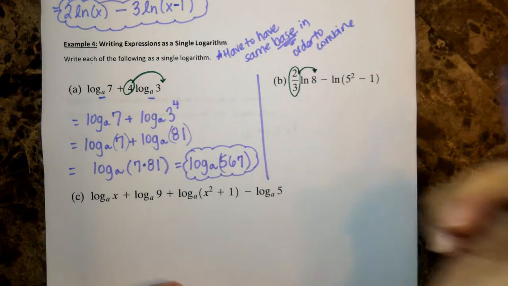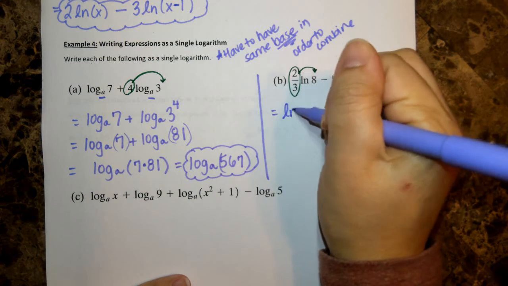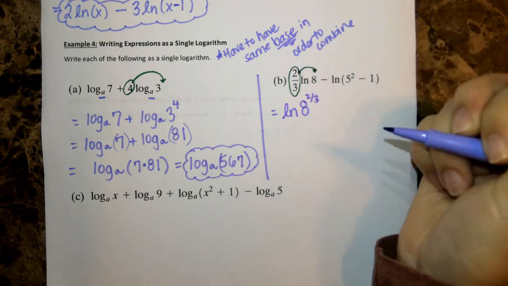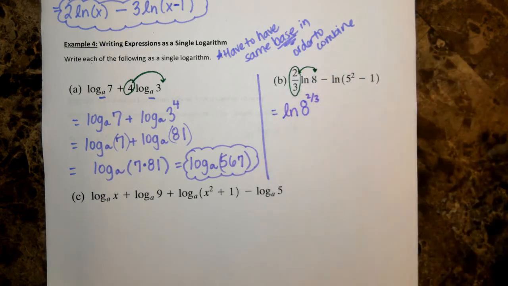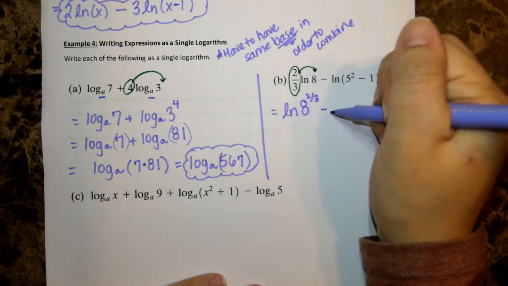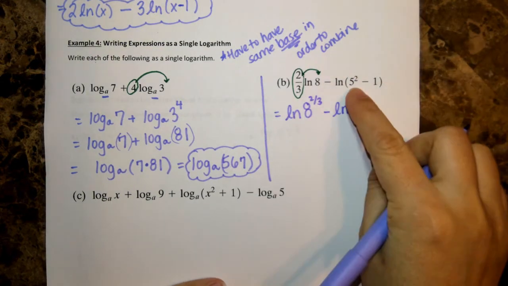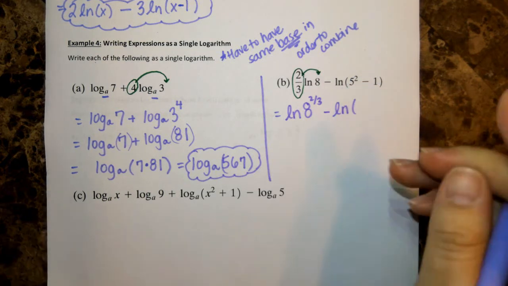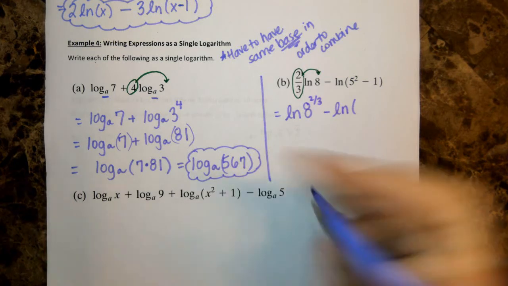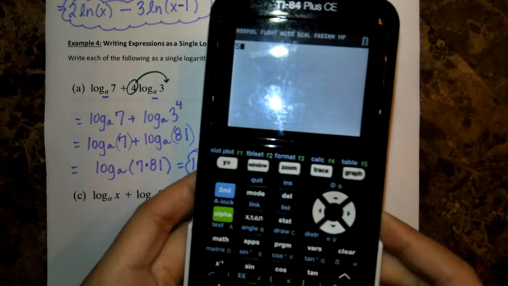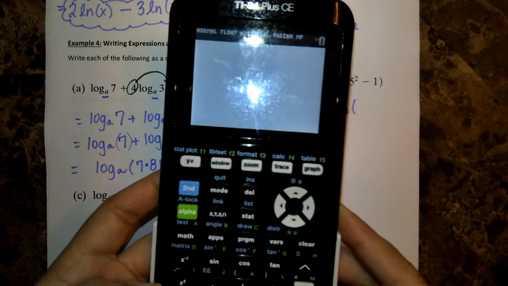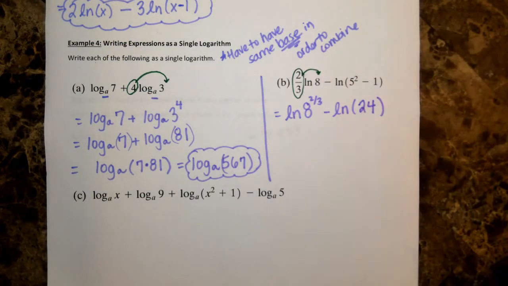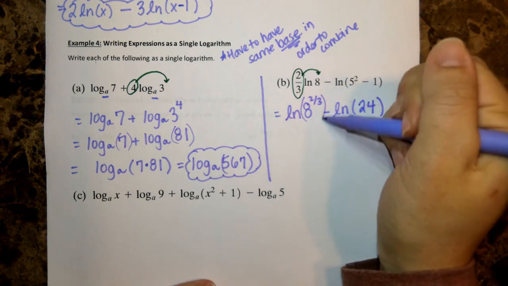So my first step I'm going to do is rewrite this as natural log of 8, and I'm going to raise it to the 2/3 power. The entire coefficient became an exponent. Minus natural log of 5 squared minus 1. Those are just constants. We can actually calculate what is 5 squared minus 1. There's no unknown variables. 5 squared is 25. Minus 1 is 24. So this is just 24. And I can put parentheses around that too if you want.